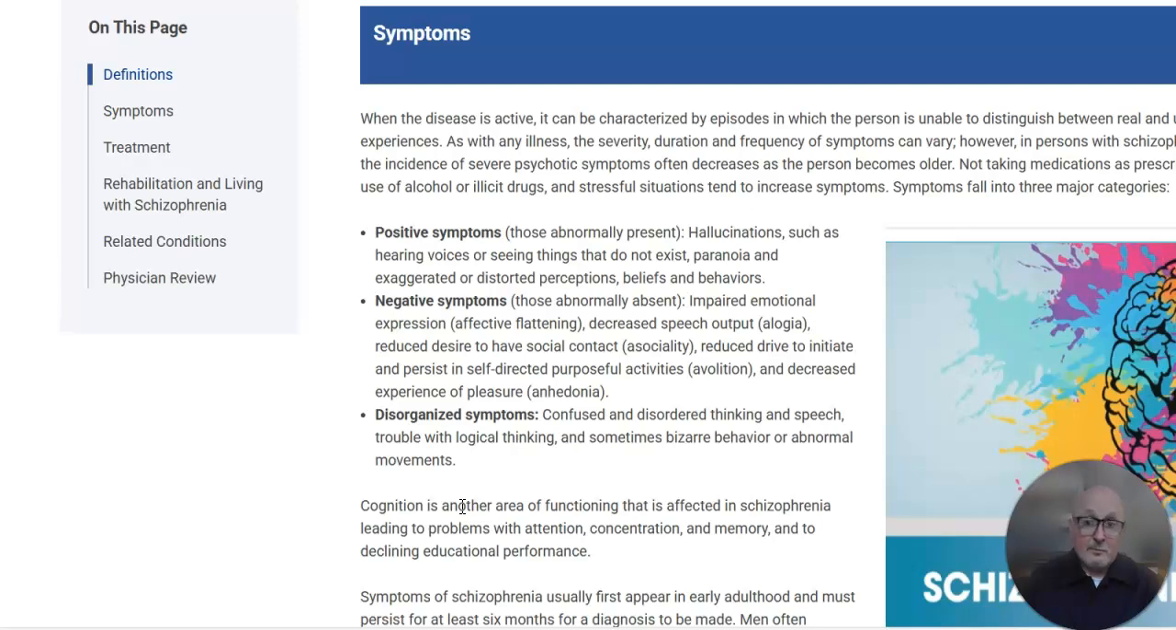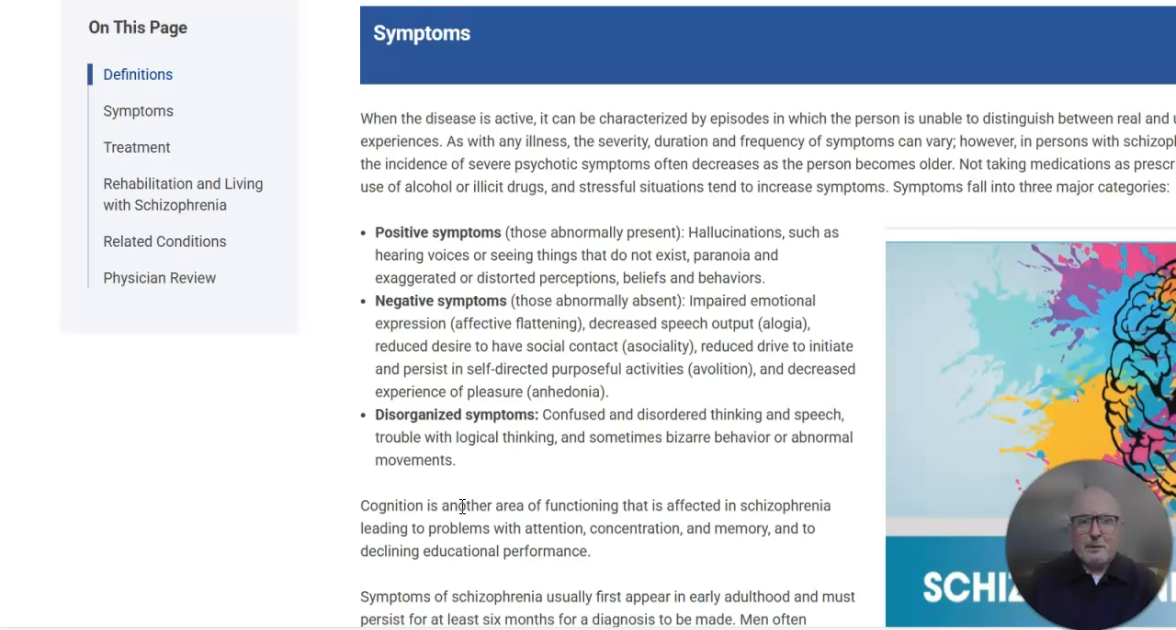So, for example, for most people, hallucinations are not present. And it's a positive symptom in regards to schizophrenia because it is an addition to something that we typically don't see. So it's, again, an addition to typical behaviors.